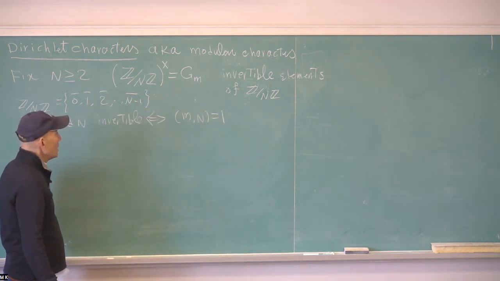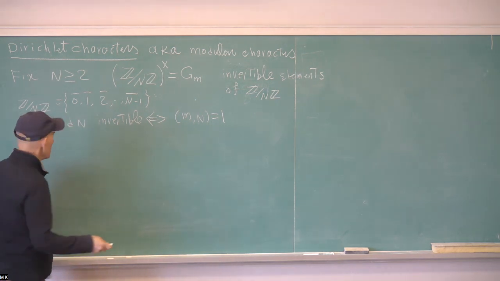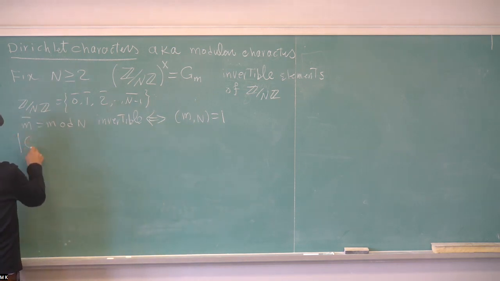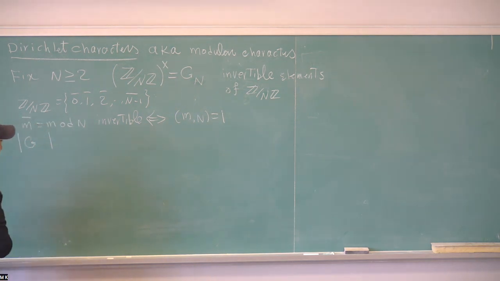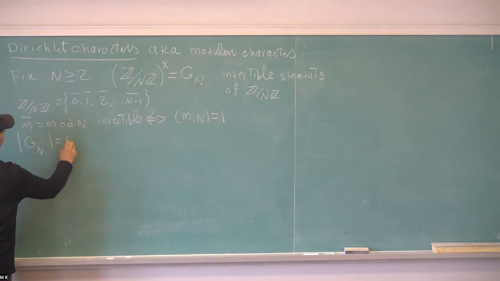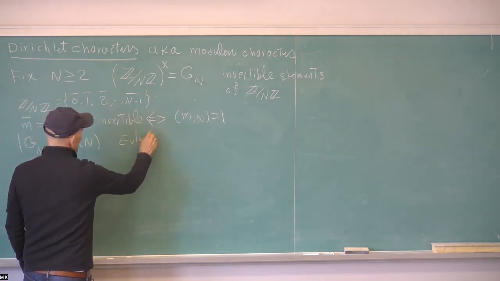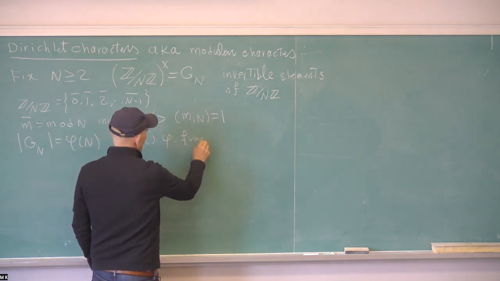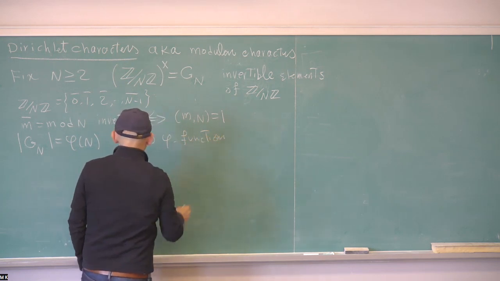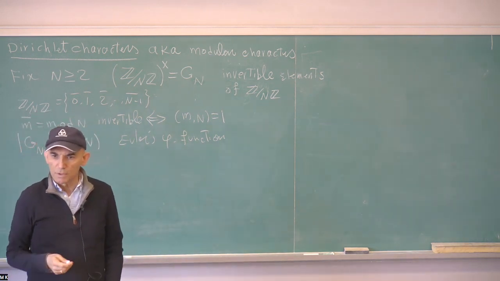So immediately you see that the order of this group is Euler's phi function, right? So the order of Gn is phi of n. And this is Euler's phi function or totient function. And this is basically the number of integers less than n which are relatively prime to n. That's what it is, right?